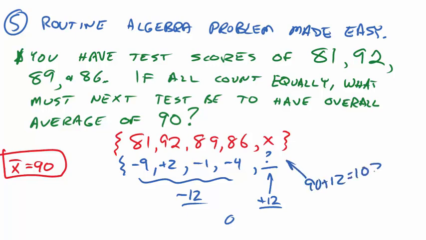From 90, 12 above is 102. So you need 102 on your last test in order to get an overall average of 90. I hope there's an extra credit.